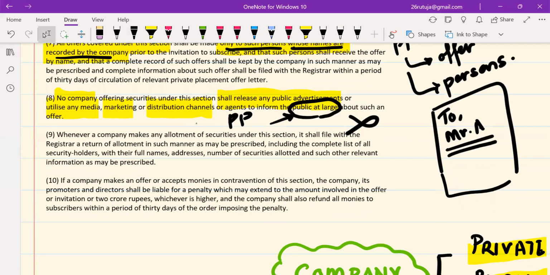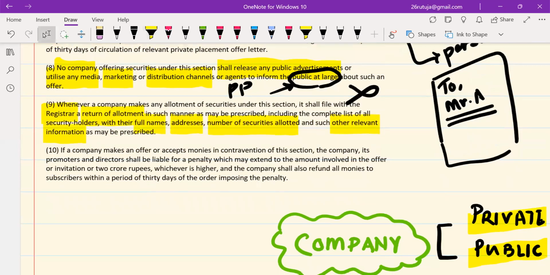Subsection 9 says, whenever a company makes any allotment of securities under this section, it has to file a return of allotment with the ROC. In this return of allotment, you have to state the full name of the security holder, his address, number of securities allotted to him, and all the other relevant information as may be prescribed.